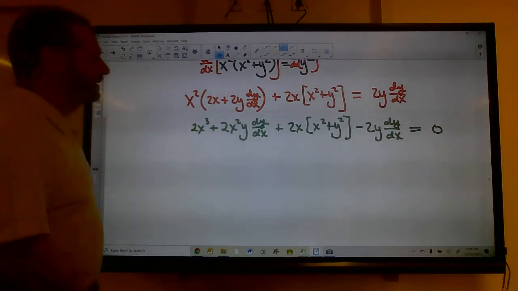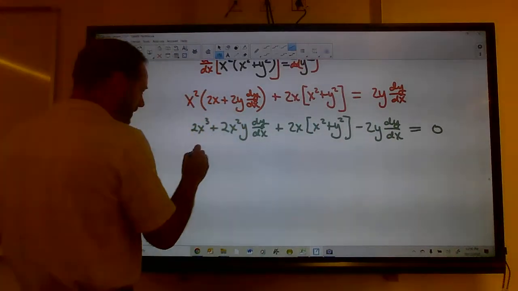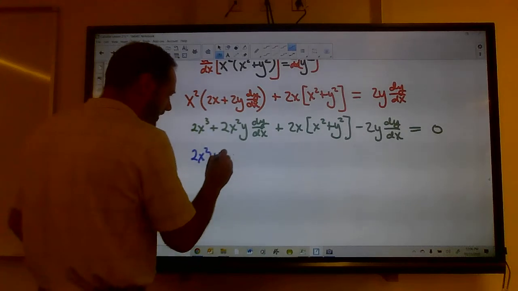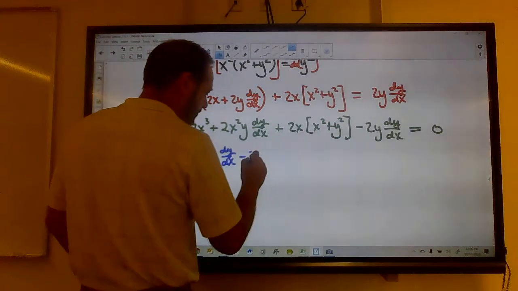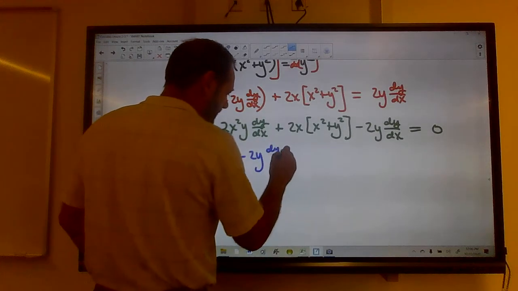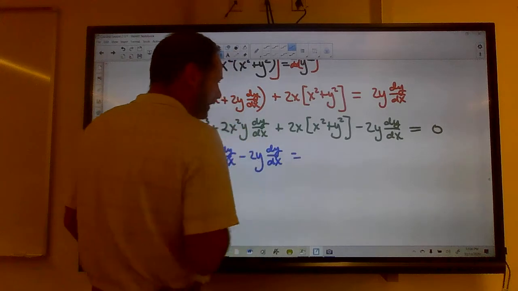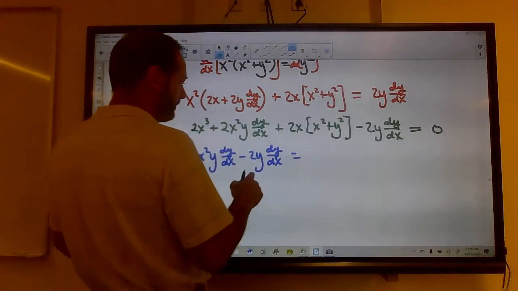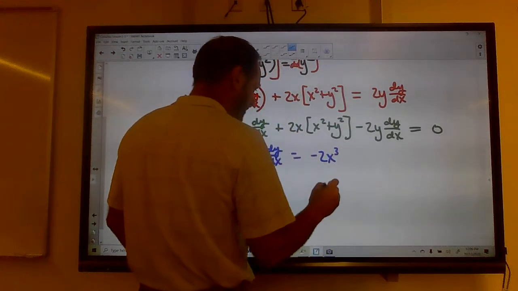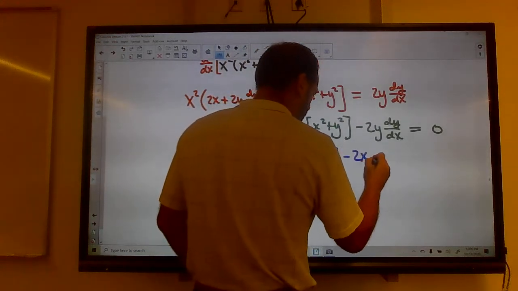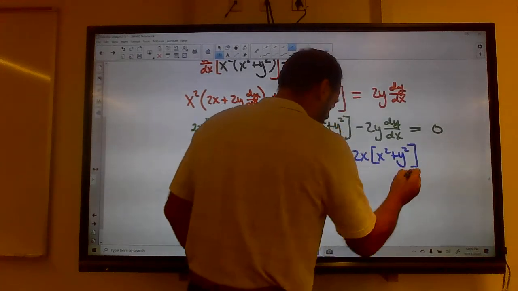Now we're going to move everything that doesn't have a dy dx over to the other side. So we're going to have 2x squared y dy dx minus 2y dy dx equals negative 2x cubed minus 2x times (x squared plus y squared).